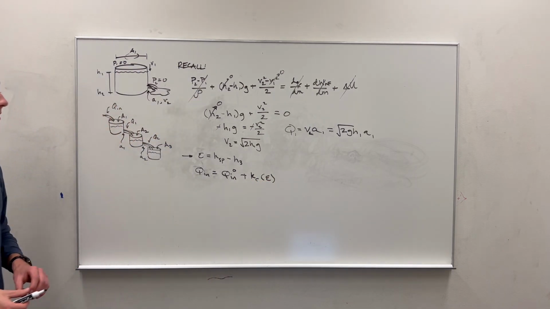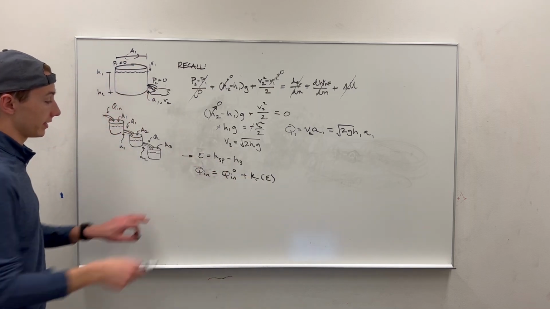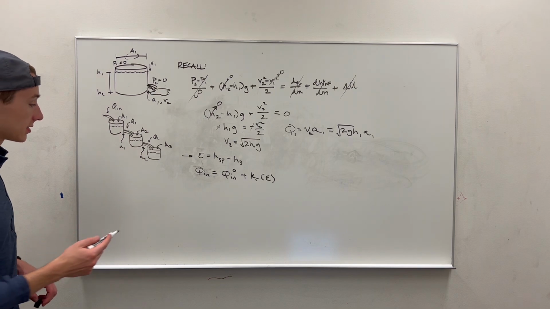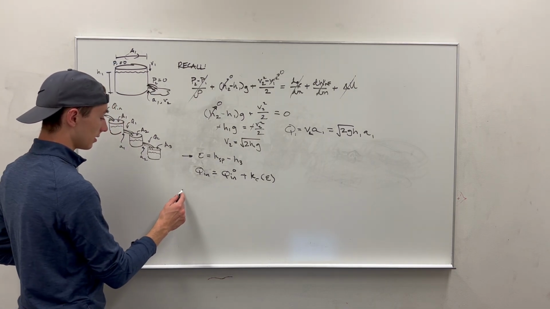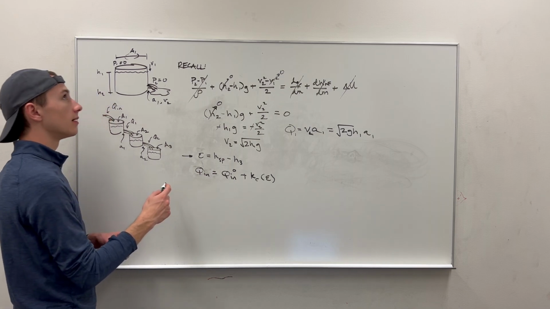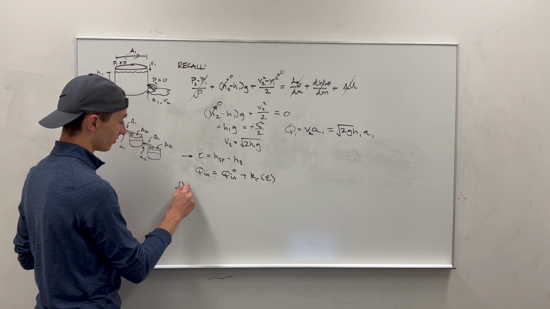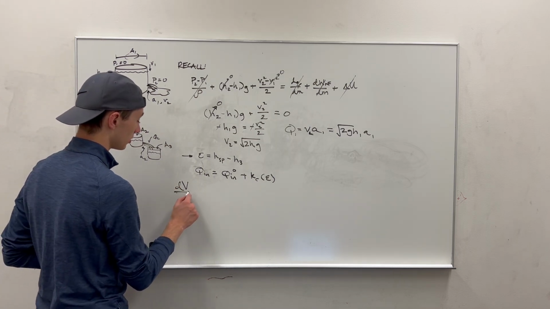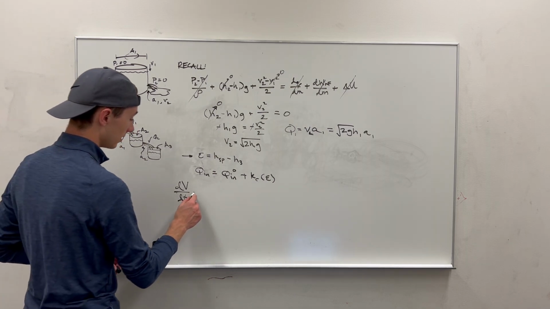Okay? And this is kind of like an iterative process where you keep plugging in until you get the right spot. Okay? And so we have one more expression that we need to define here. This is kind of where it all comes together. We have the rate of change of volume, right? That is what flow is essentially. The rate of change of volume in these tanks.